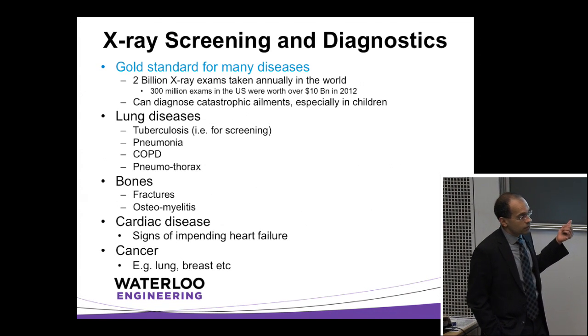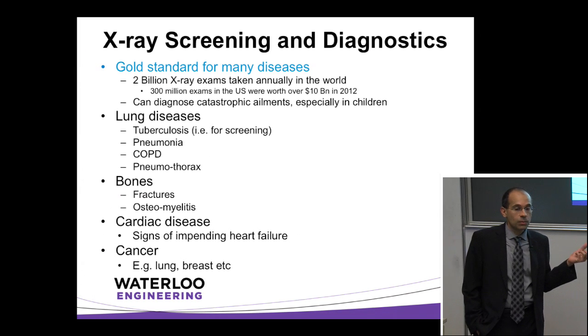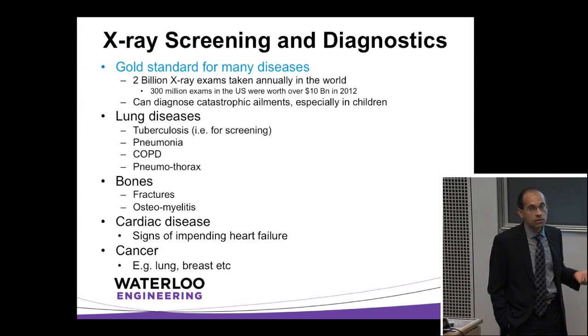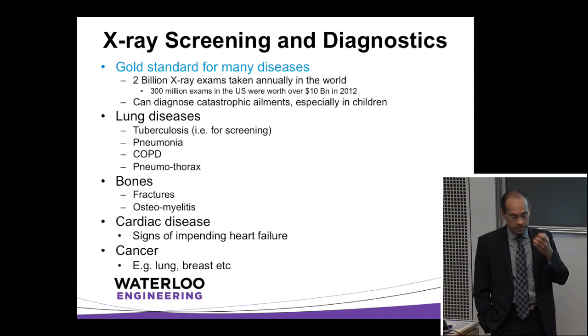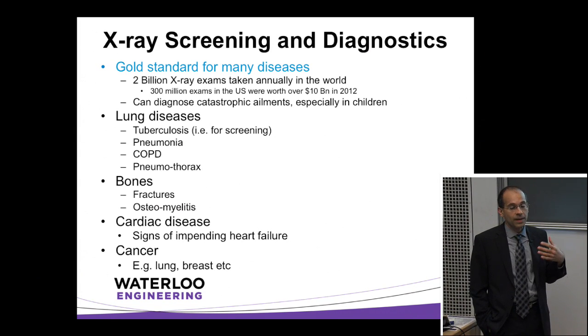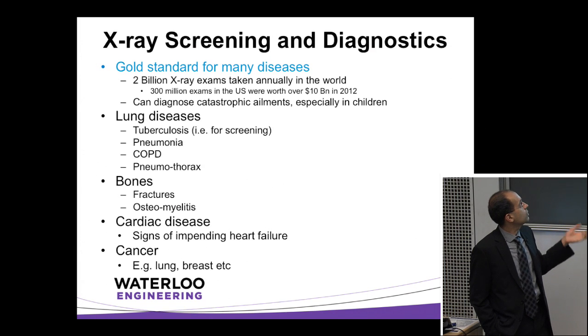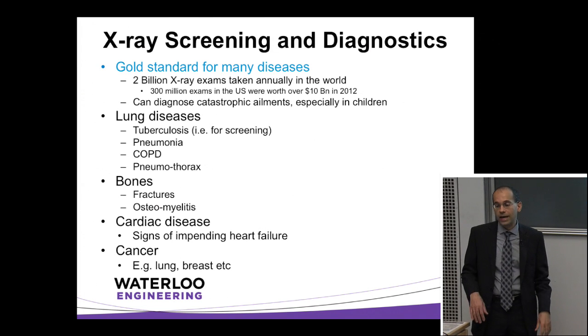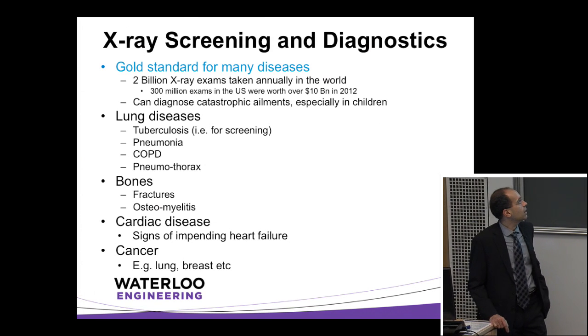So for example, if you talk about diseases, X-ray is most predominantly used for things like lung disease, like tuberculosis, which sometimes manifests itself in the lungs. You've got pneumonia, you've got chronic obstructive pulmonary disorder, COPD, and pneumothorax. It's also good for fractures, orthopedic kinds of uses.